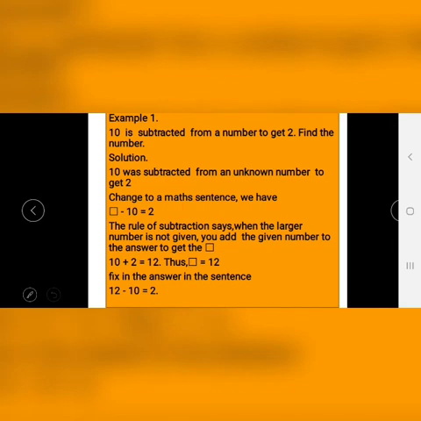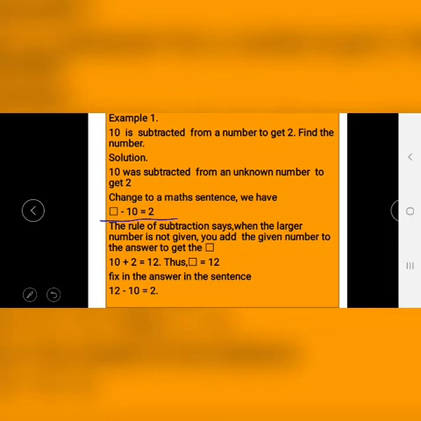Okay, example 1. We have: 10 is subtracted from a number to get 2. Find the number. The rule says you are to read and understand. So, having read, I can deduce that 10 was subtracted from an unknown number to get 2. Don't forget that when you're subtracting, there is always a big number and a small number. And from this problem, the big number is unknown. So when you change to a math sentence, you have box minus 10 equals 2.